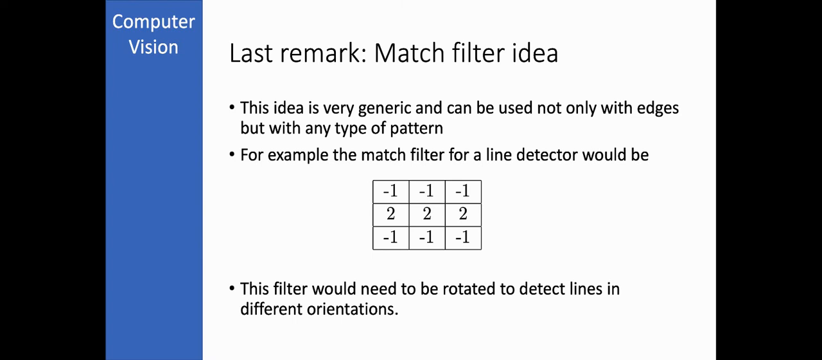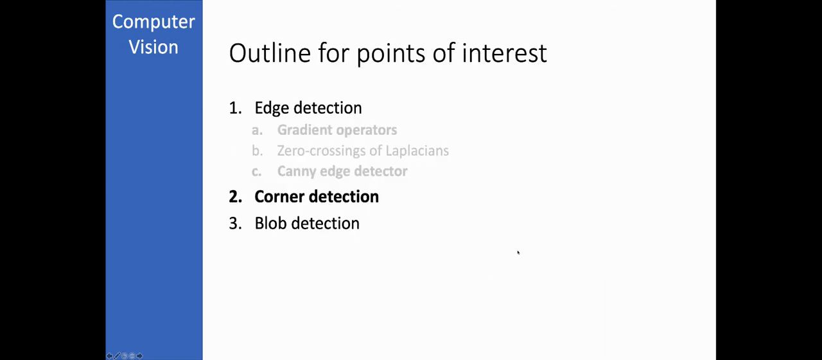The last remark is on the more abstract topic of the matched filter idea. This idea is very generic and can be used not only with edges, but with any type of pattern. For example, if I want to create a matched filter for a line detector, it will actually look like a line. For example, this one. You see that here I have high values in a background of lower values. Now, obviously, this will detect lines that are horizontal. If I want to detect lines in any direction, I would simply rotate this filter and apply it on the image. And that concludes our discussion on edge detection.